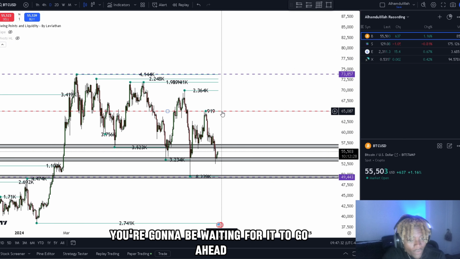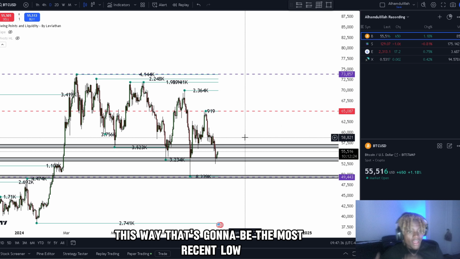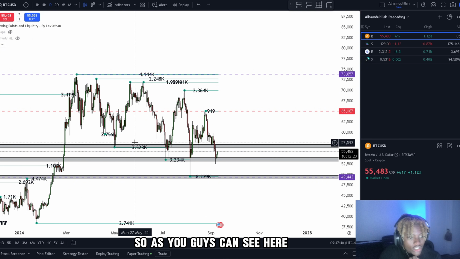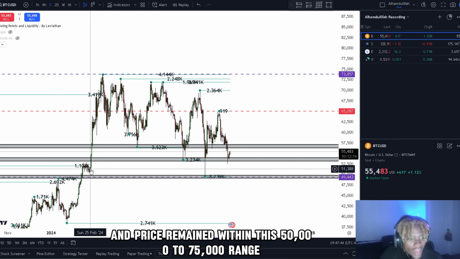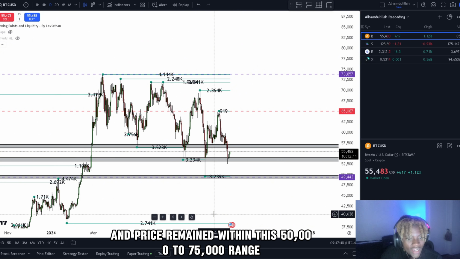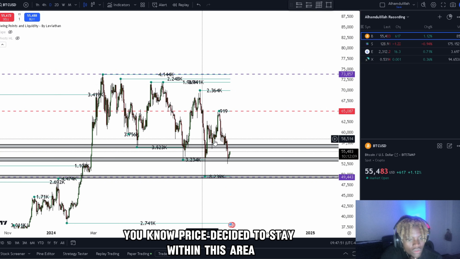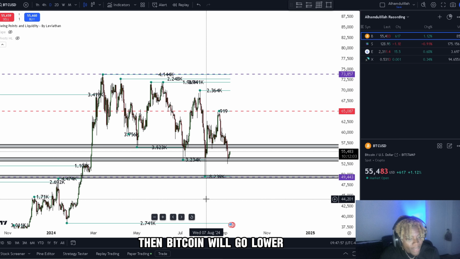You're going to be waiting for it to fall back down and catch a supply setup. That's going to be the most recent low you're going to get within months. As you can see, it's been almost the entire year, and price remained within this 50,000 to 75,000 range, which means this is a very key support level. If we do get a break of this, then Bitcoin will go lower.